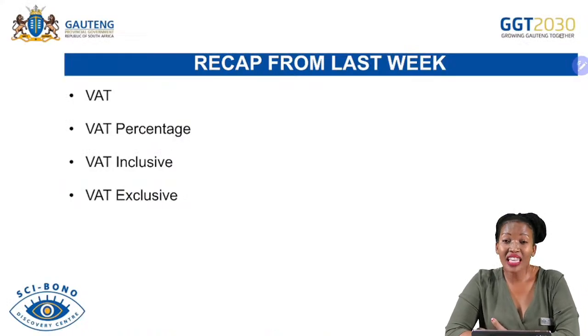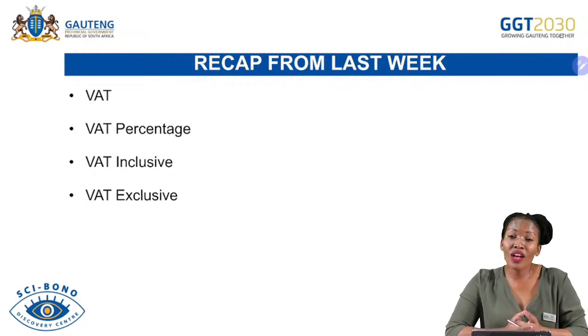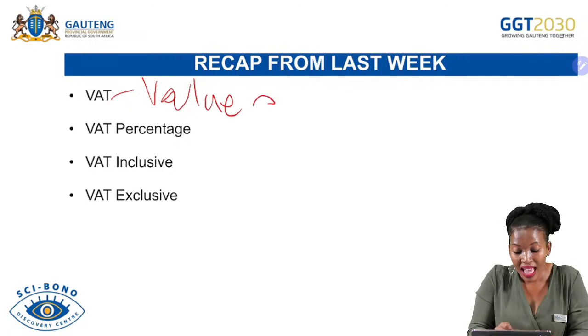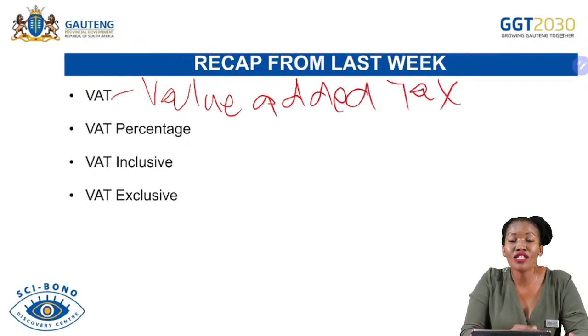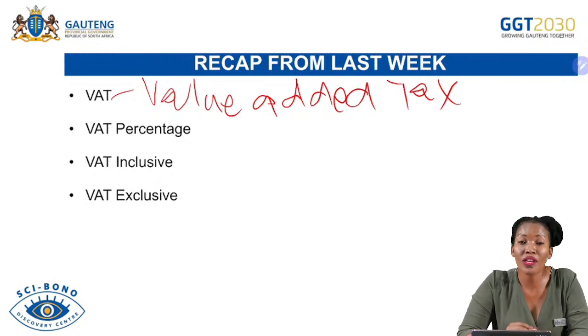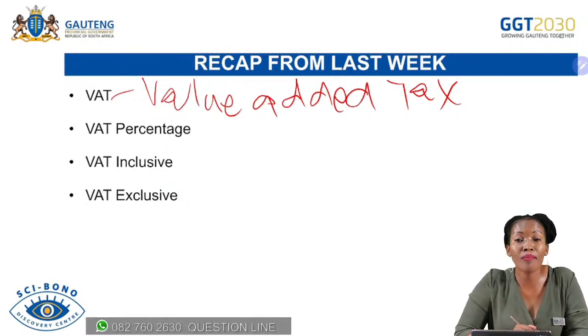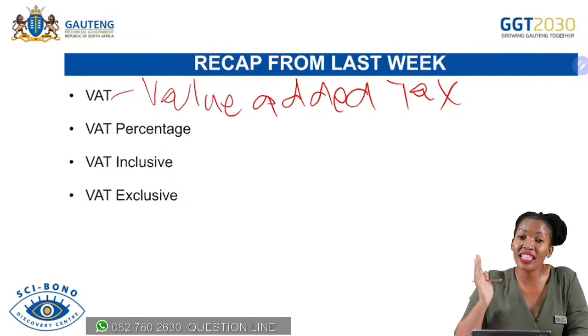Now, just a recap from last week. Remember last week we talked about VAT, and we all agreed that VAT stands for what? It is your value added tax. Now, grade 12 learners, you are expected to know this acronym by heart. Remember, this is examinable. You can be asked this in paper 1 prelim. You can be asked this in paper 1 final exam. So you must make sure that these 2 marks, you collect it. VAT stands for value added tax.